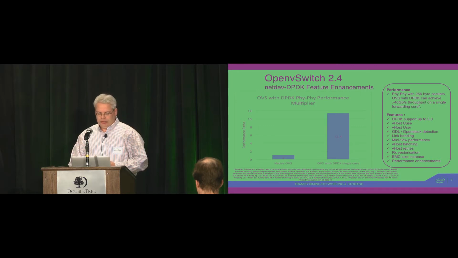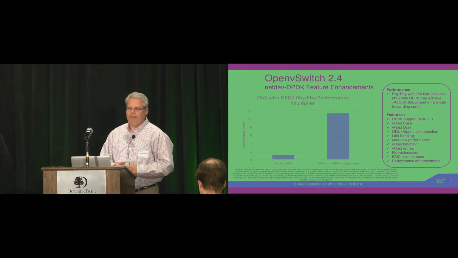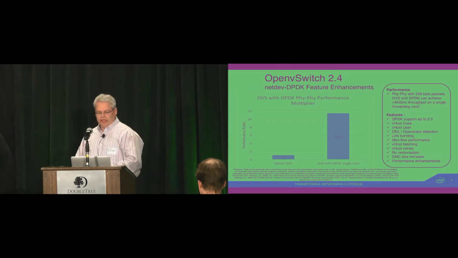In addition to the performance enhancements, we added support for vhost queues and vhost queue improvements, vhost user, OpenDaylight and OpenStack integration. We showed the ability to do link bonding as well as improvements in the mini-flow performance. And we fixed some of the vhost retries and some other little things within the forwarding path that impacted the performance.